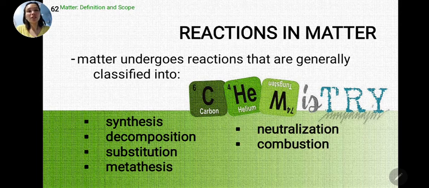So for today, we will continue our discussion regarding matter. Our topic for today is about the reactions in matter. As we have discussed earlier, matter has different properties, different reactions, different compositions. And also, matter undergoes reactions that are generally classified into synthesis, decomposition, substitution, metathesis, neutralization, and combustion. So, one by one, i-discuss natin yung different reactions ngayon.